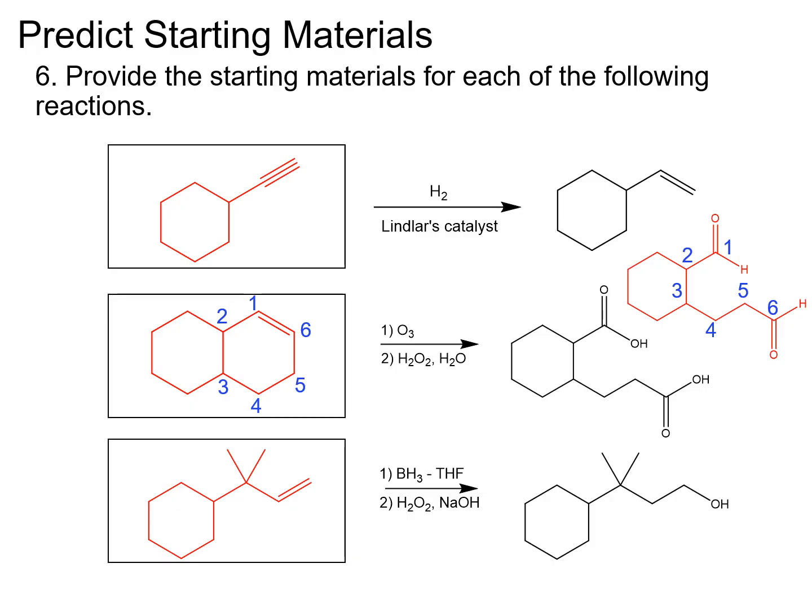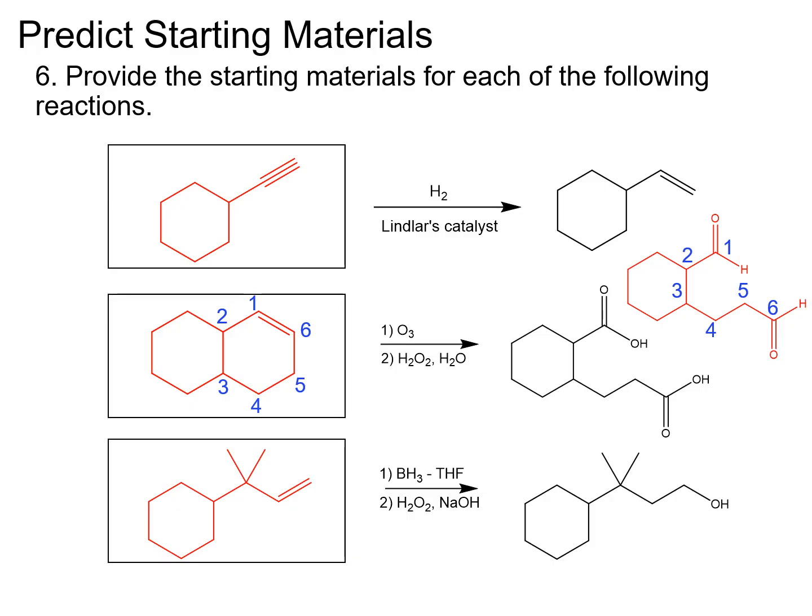So any questions on strategies with those? First, identify your functional groups, draw all the possibilities, and then narrow it down to make sure that the answer fits your possible starting material.